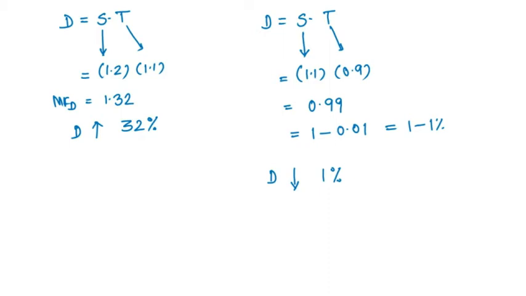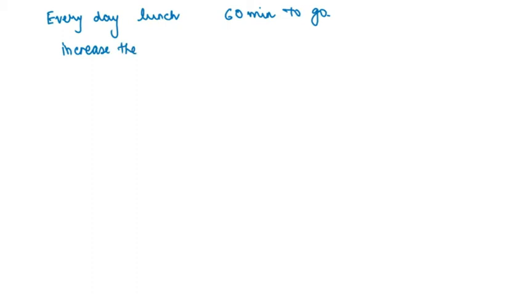Alright, now I am going to complicate this a little bit. Every day I go home for lunch and I take 60 minutes to go. Now one day I increase the speed by 20%. How much time will I take now?